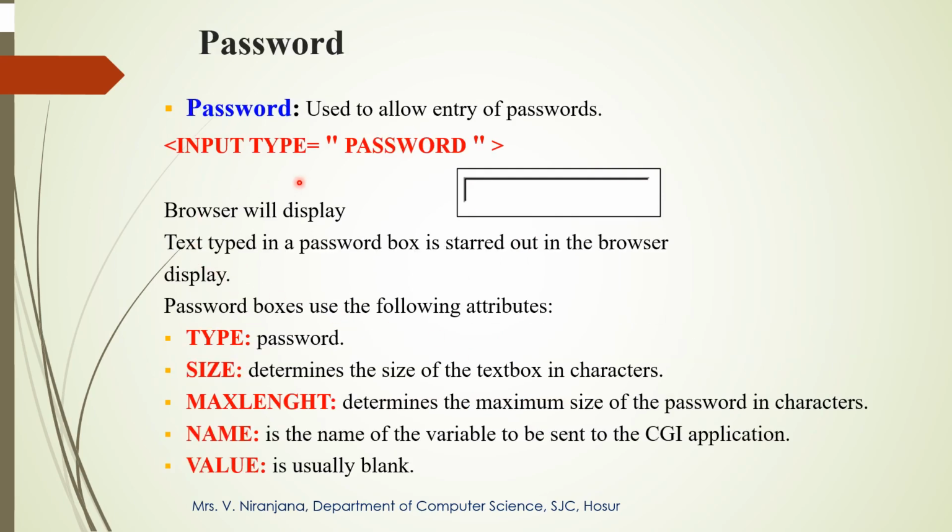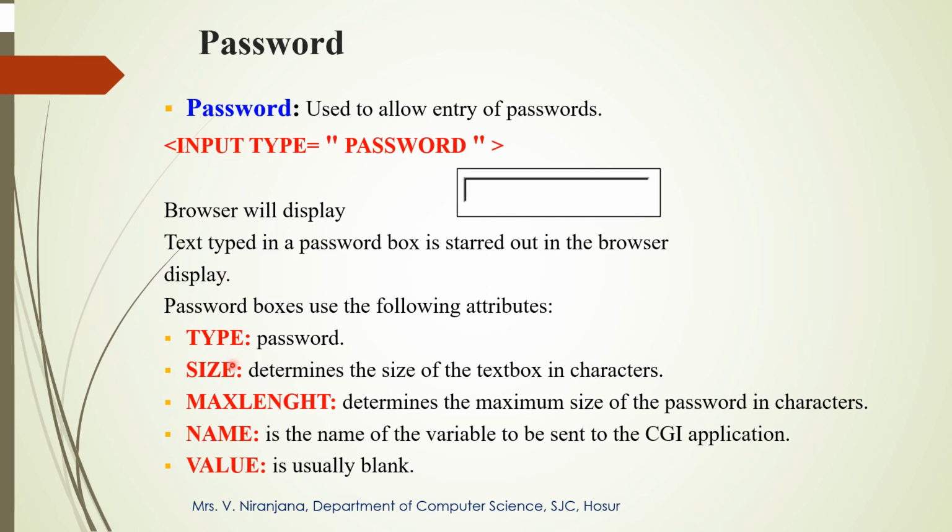The next form element is the password. You may need to enter a password in registration forms and so on. You can use the input type equal to password element for creating a password text box. It is similar to a text box, but the text will be displayed with asterisks. Whenever you type your password, it will be displayed with the asterisk symbol.